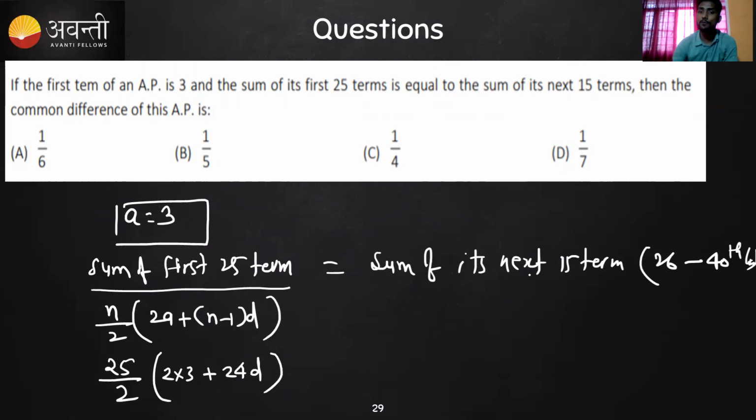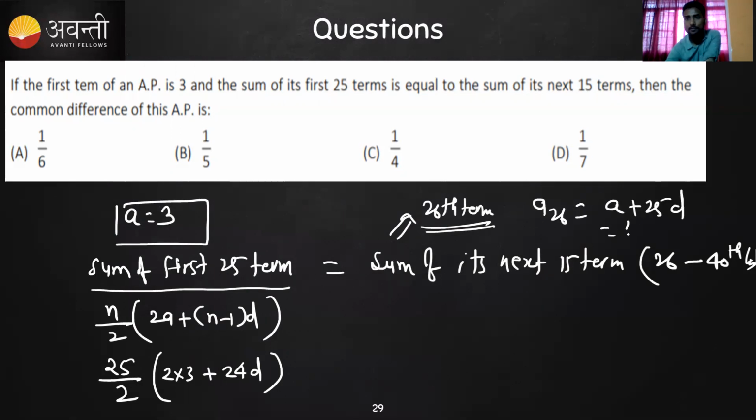But now here it is not the sum of the first 15 terms, it is from 26 to 40. So what we can do, from here we can find this 26th term. So what will be the 26th term basically? The 26th term is a plus 25d. This is 3 plus 25d. So now it has become the first term of this sum. You can also write it as a, and the difference is the same, d.